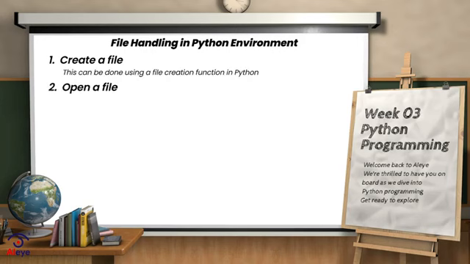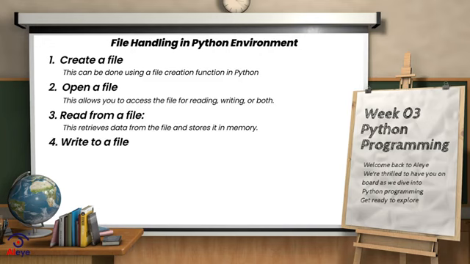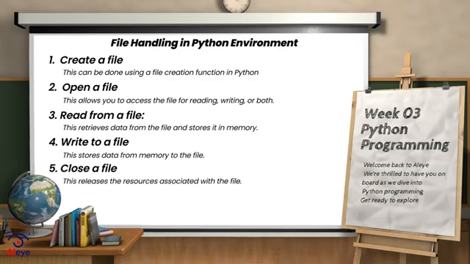Open a file. This allows you to access the file for reading, writing, or both. Read from a file. This retrieves data from the file and stores it in memory. Write to a file. This stores data from memory to the file. Close a file. This releases the resources associated with the file.